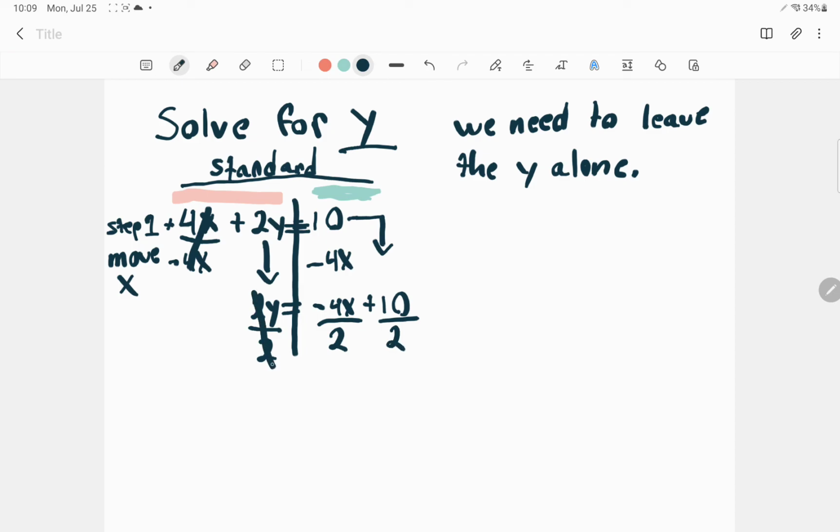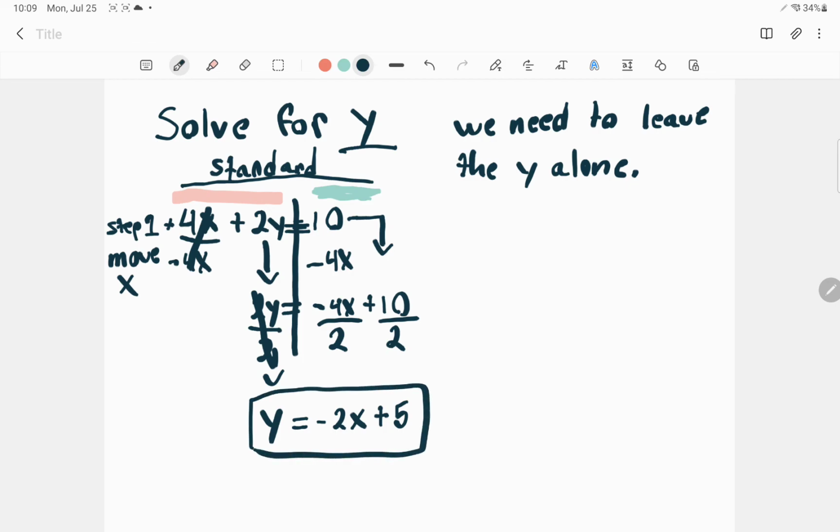Once you do that, you're gonna notice that the 2 cancels. So I'm gonna drop it out: y is equal to, what's 4 divided by 2? Obviously 2, but don't forget to put the negative that was already in front, so negative 2x. And what is 10 divided by 2? Yes, it should be 5. Okay, that's it. That's how you solve by hand.